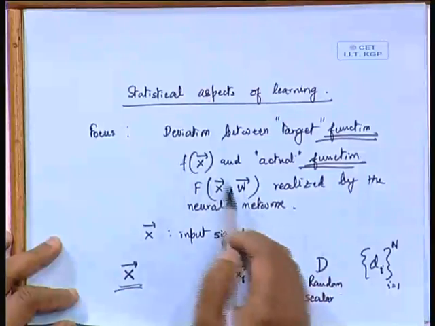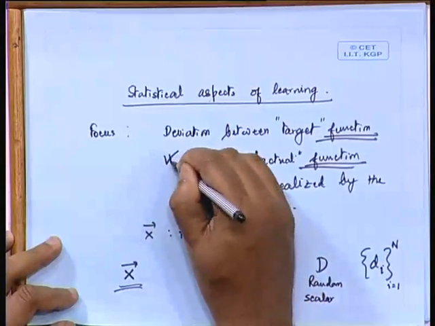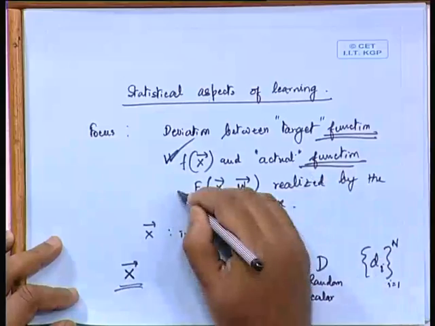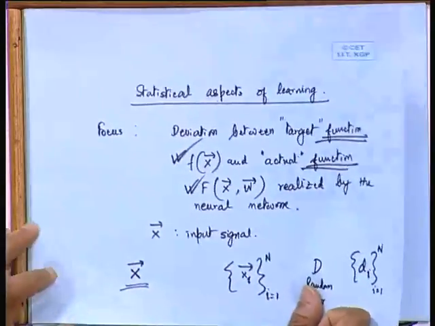Those training samples will be ultimately encoded by the set of weight vectors. But we will come to that later on. Now, our idea is to find out the deviation between these two. So, we must have a good knowledge about f of x and this f of x comma w. Let us first take this f of x thing and see what we get out of this.